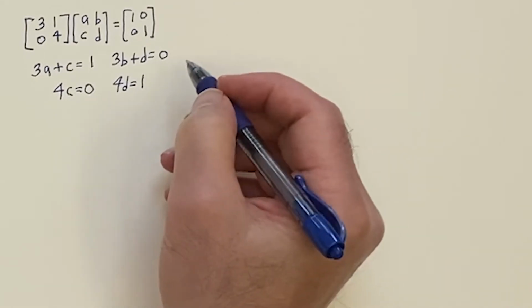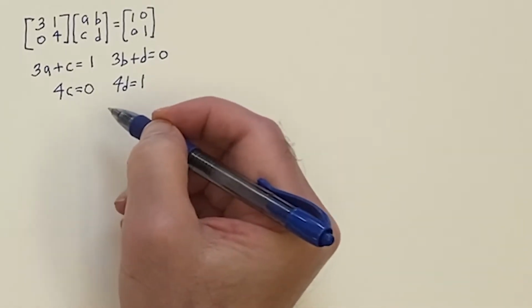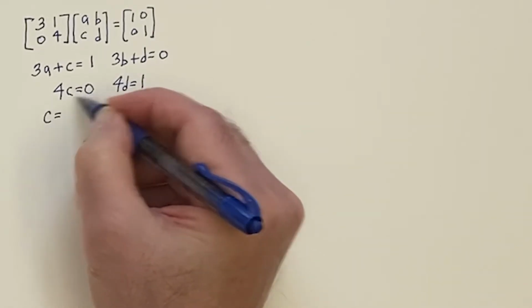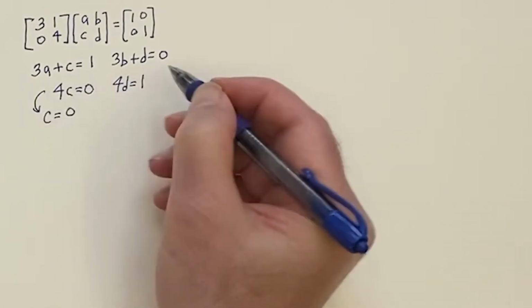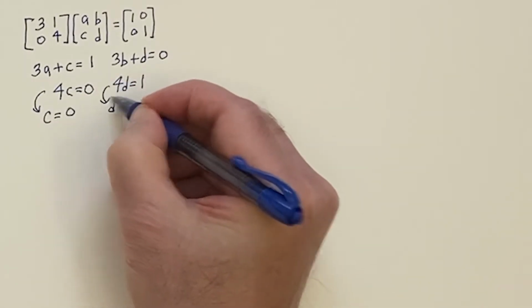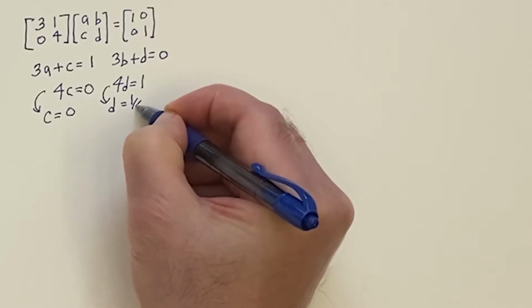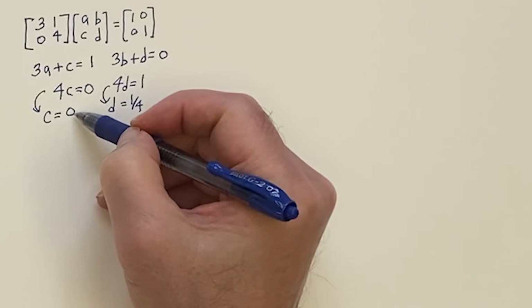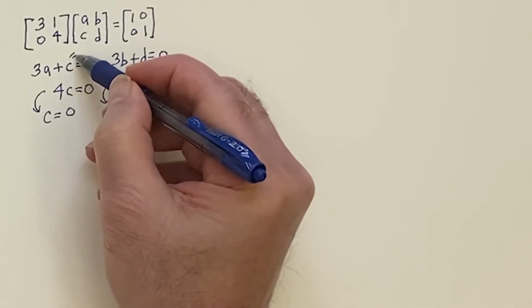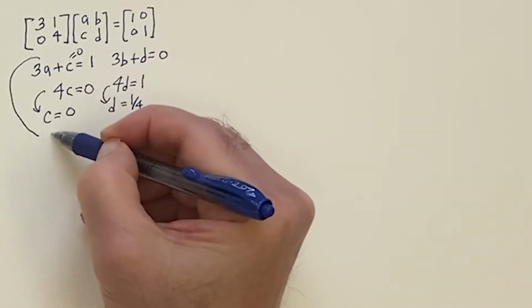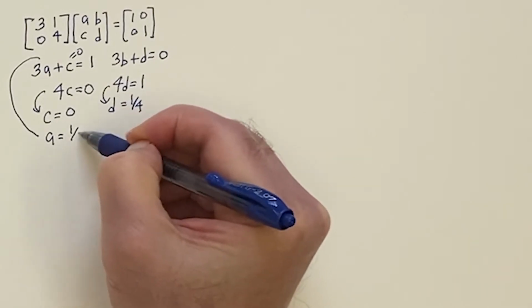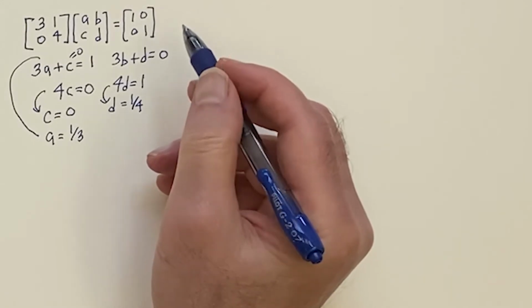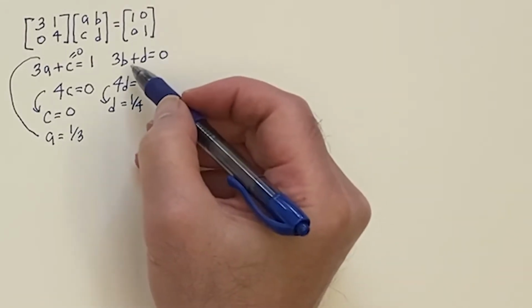So immediately you can see here that the C is going to be 0 from here. The D from here is going to be 1/4. But see, if the C is 0, that means the A has to be 1/3. Now we just have to find B.